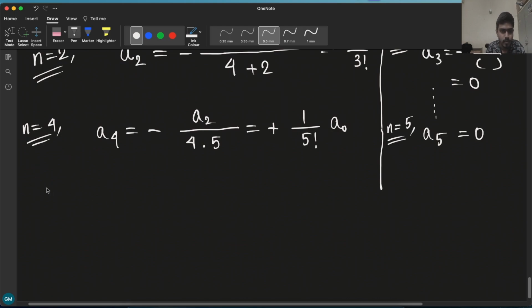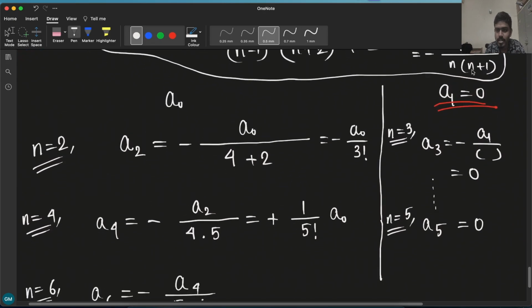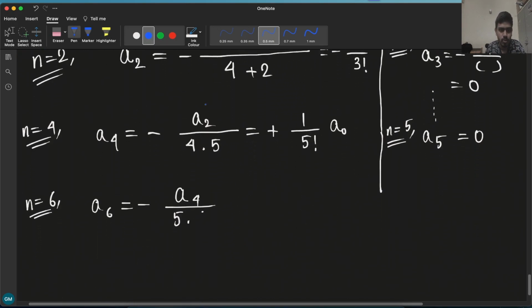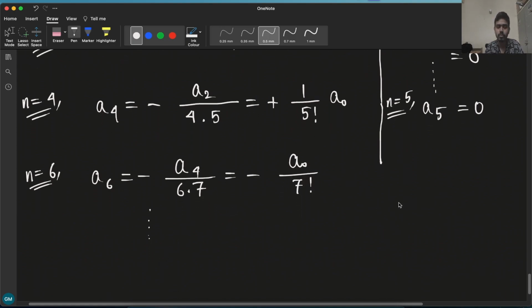So similarly, if I put n equals 6, it will be a6 equals minus of a4 divided by 6 times 7, since it is n times (n+1) with n equals 6. And what is a4? a4 is a0 by 5 factorial. So we are left with a0 by 5 factorial times 6 times 7, that is 7 factorial. And it will proceed like this.